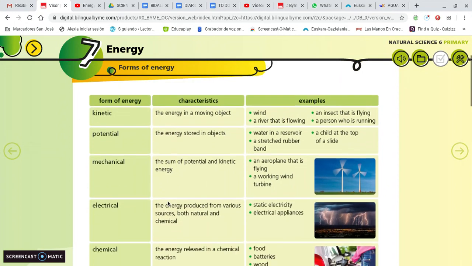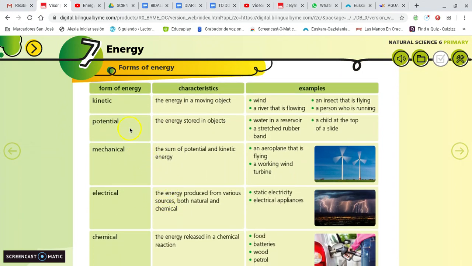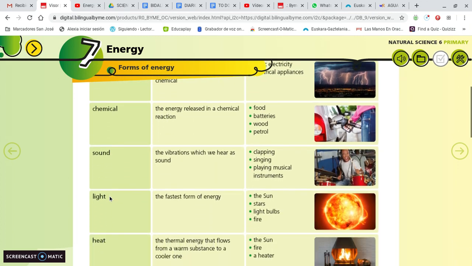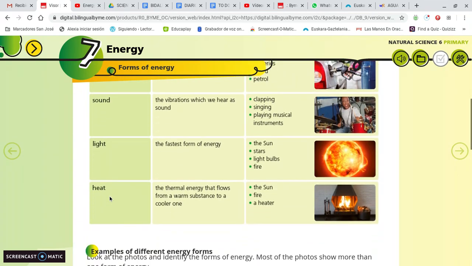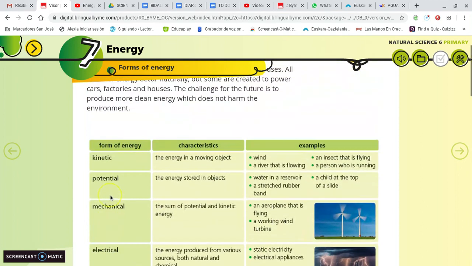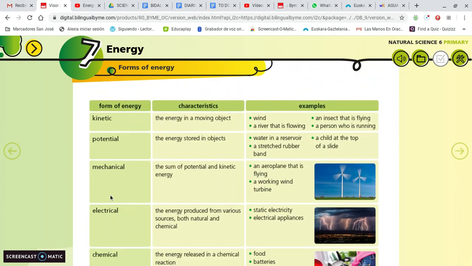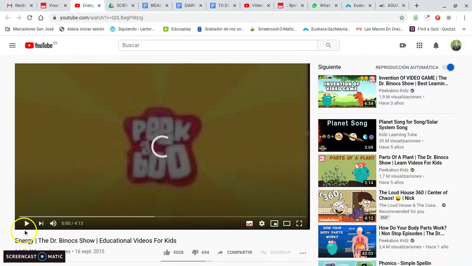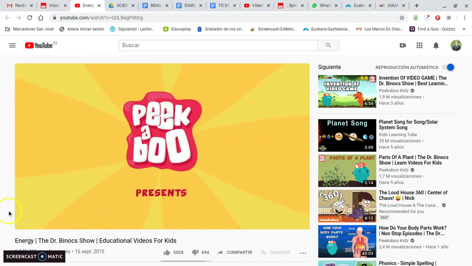Here you have a list of the different forms of energy that we are going to speak about: kinetic, potential, mechanical, electrical, chemical, sound energy, light energy, heat energy, right? But before we go with this, I want you to watch a video with me so we can learn more of this.